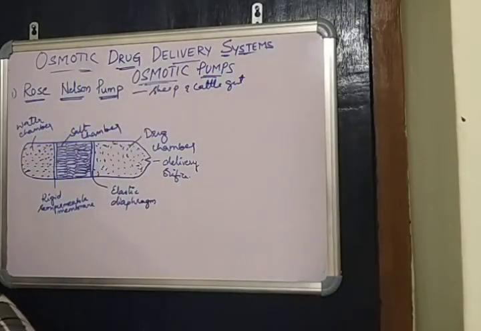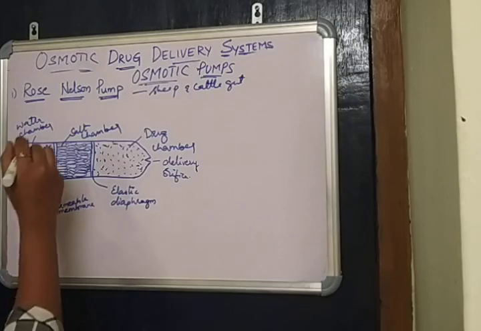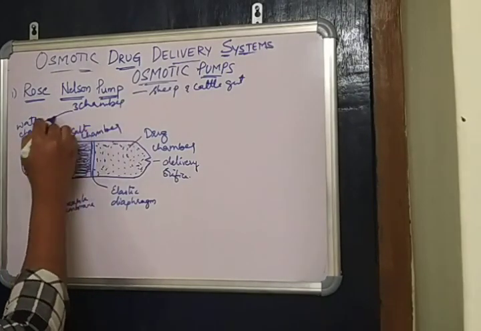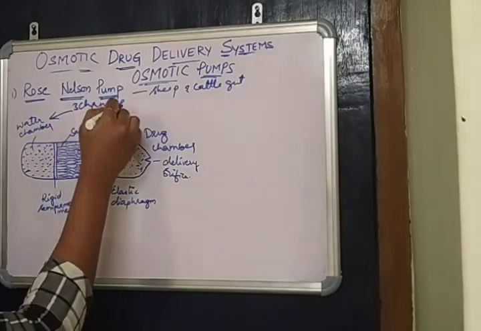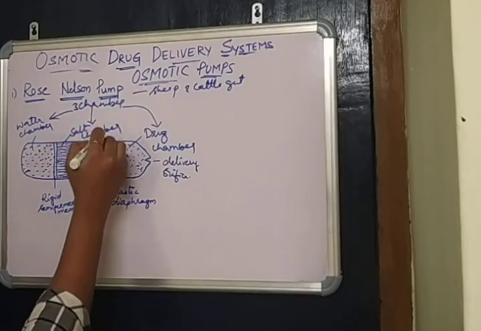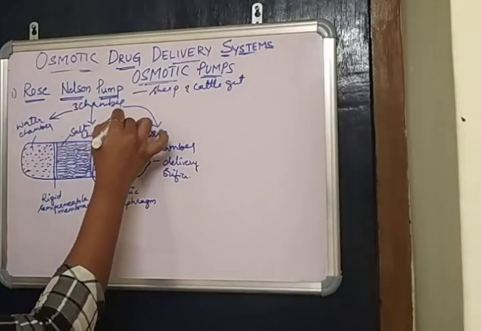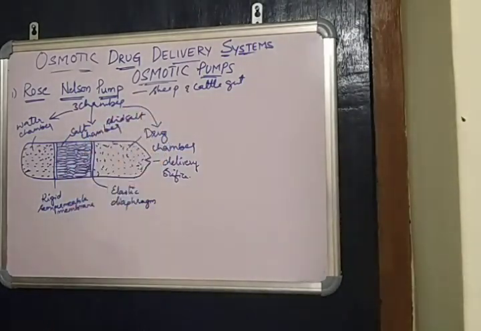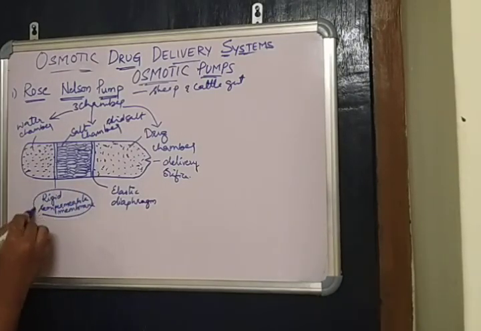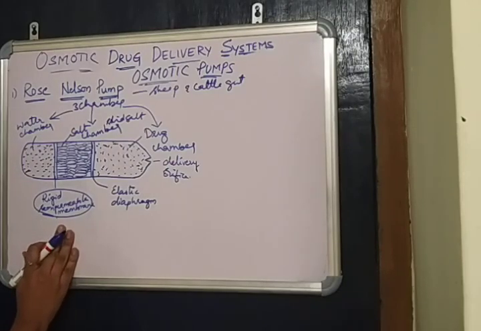This Rose-Nelson osmotic pump consists of 3 chambers. Those are the water chamber, salt chamber and drug chamber. The salt chamber holds the solid salt. And this is a rigid semi-permeable membrane. This rigid semi-permeable membrane separates the salt from the water.